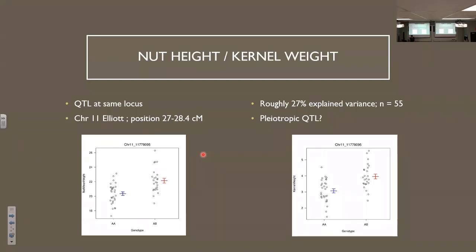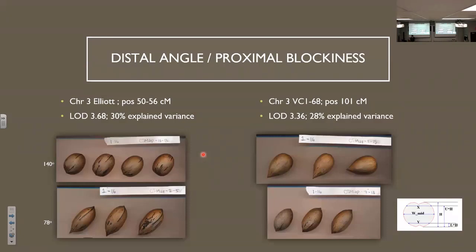Getting more into the shape aspect, as I mentioned, looking at the distal angle using that Tomato Analyzer software, how pointed the ends of these nuts are, showing a QTL segregating on chromosome 3 of Elliott, as well as moving toward the opposite end of the nut, looking here at the proximal end and how asymmetrical those nuts are, how much mass is found on the top half of the nut versus the bottom, showing a QTL on chromosome 3 of the other parent, VC168.